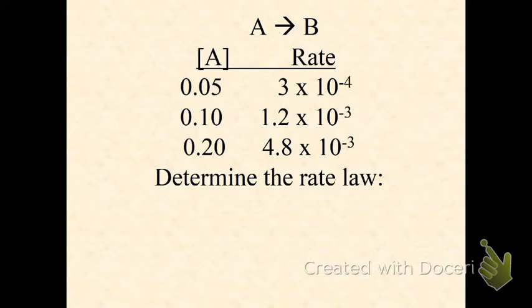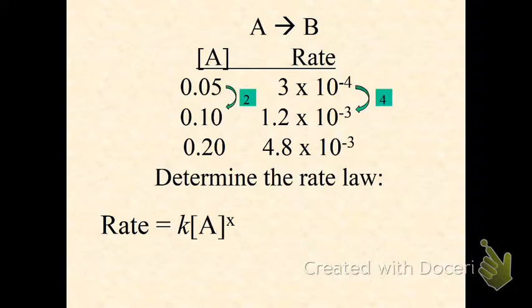Determine the rate law. So this one's only got an A to a B, so what is the order going to be? We know it's going to be rate is equal to k, and then when I doubled the concentration, what happened to the rate? It quadrupled, right? So what makes it second order, right?